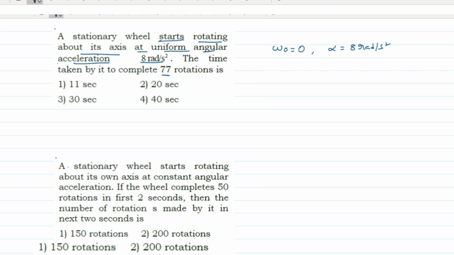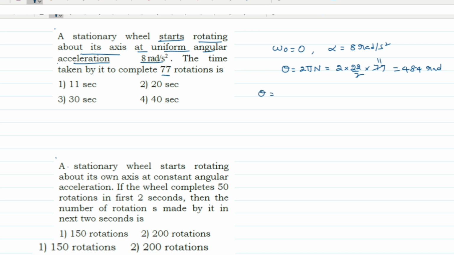So the time value they are asking. First let us take theta equals angular displacement, which will be 2 pi n, you can take n for the number of rotations. So 2 into pi value I am writing as 22 by 7 into n value. Number of rotations is given as 77, 7 11s there we can take. So 2 into 11 will be 22, 22, 22, here we will be getting 484 radians. Now here you know the angular displacement.